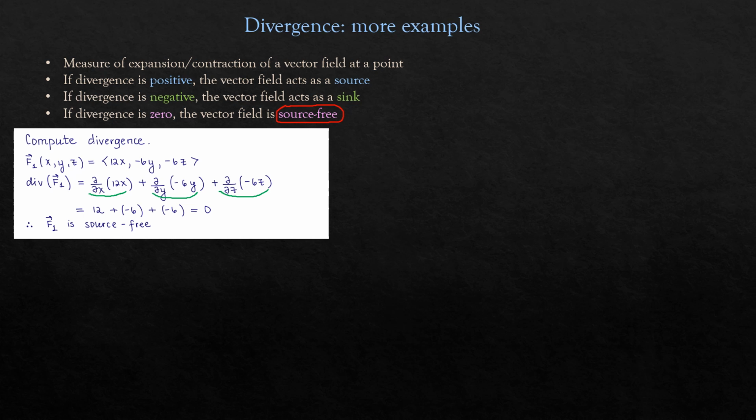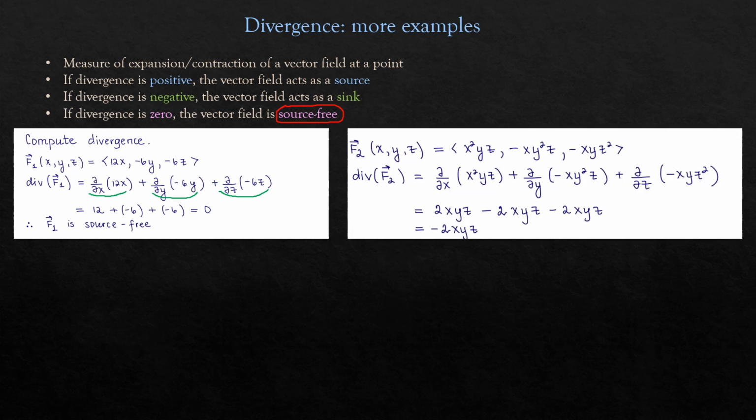And the computation is pretty straightforward. We get 0, so this vector field is source-free. Okay. Let's take a look at the second example.